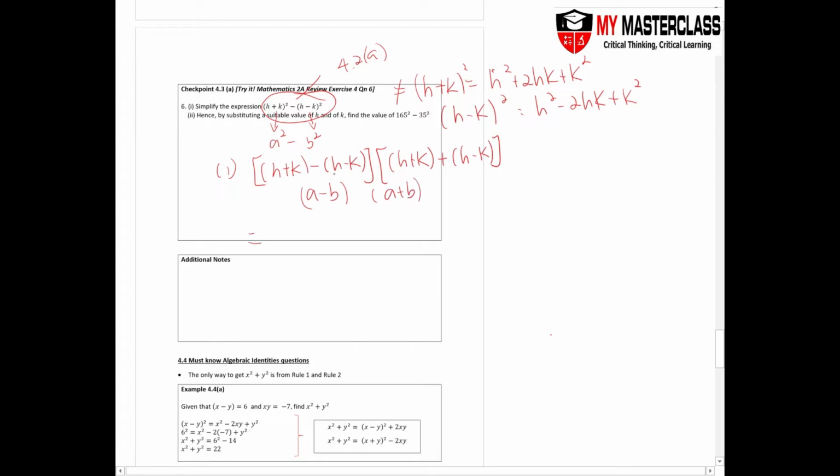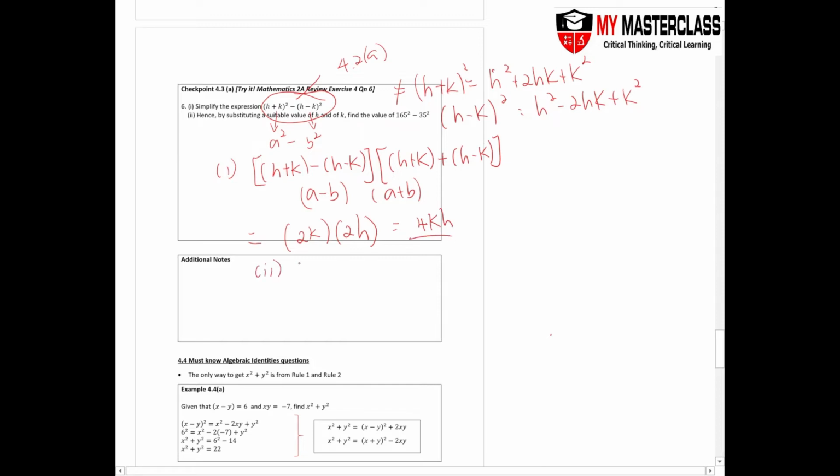Okay, so let's combine them together. You have h minus h, and then you will have k minus, then inside there is a minus, so you plus k, so you have 2k here. Then you have h plus h equals 2h, k minus k, so there is no more k anymore. So you have 4kh over here. So this will be your final answer.